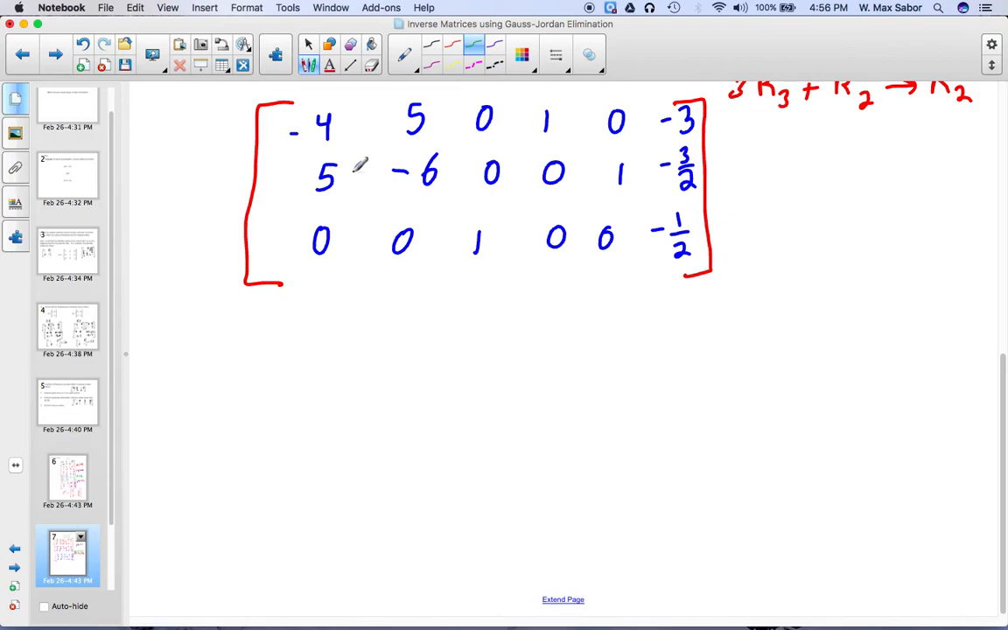Now, let's see. I'm going to multiply one of these rows by something. Let's see. Yeah, let's take the first row and divide it by negative 4. So the first row times negative 1/4.